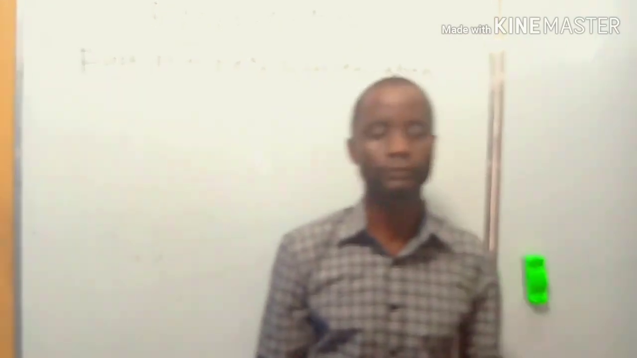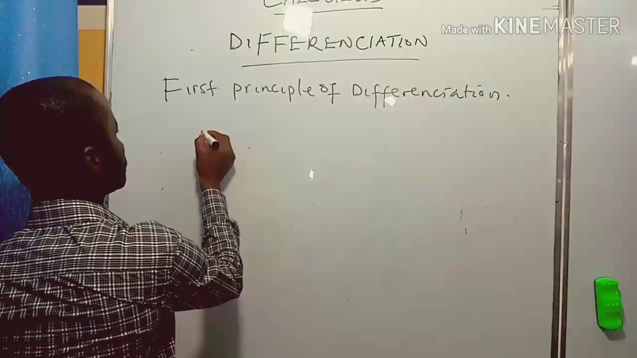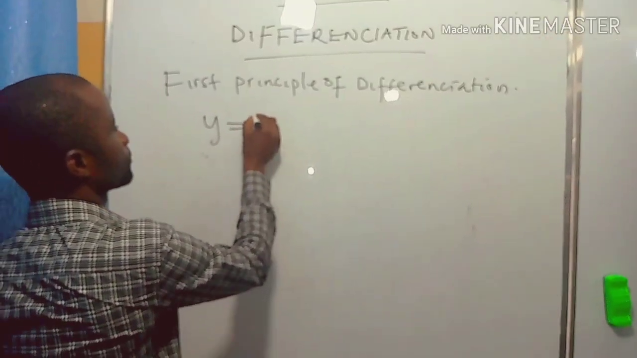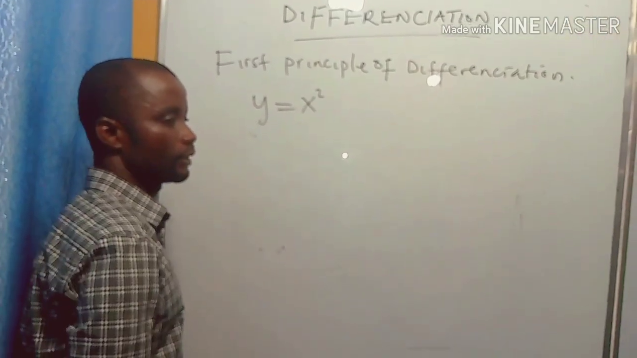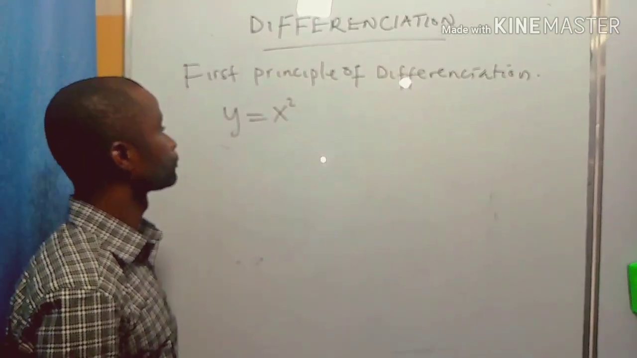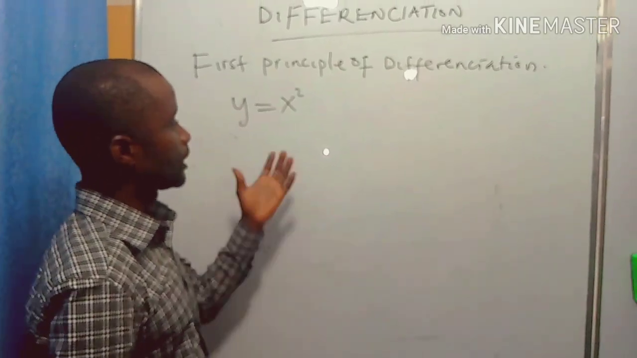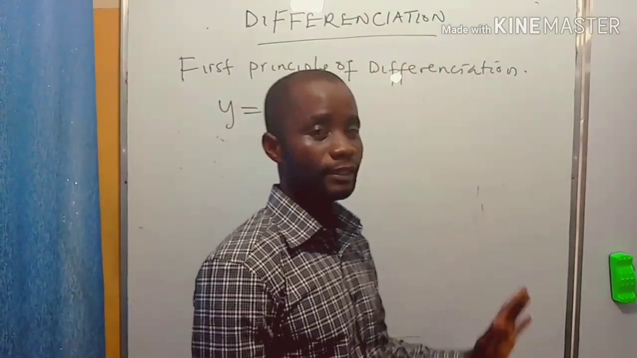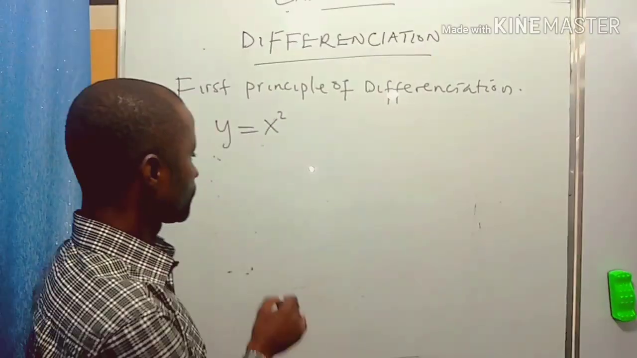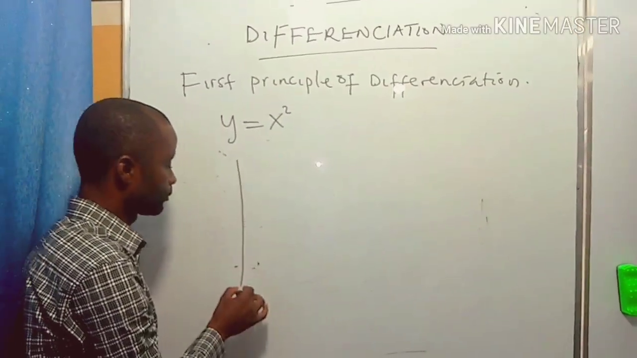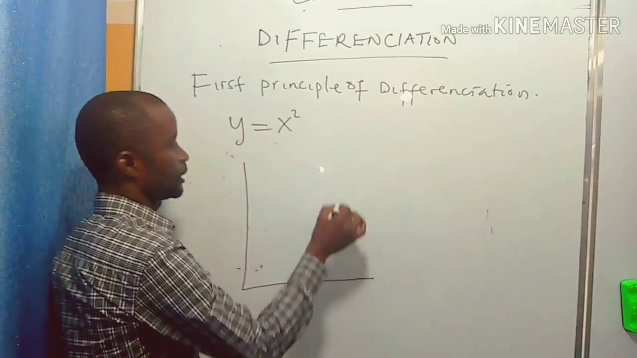the function of y equal to x squared. If y equal to x squared, y is a function, x is also a function. Assuming you plot the graph of y against x, then you are going to have a curve.